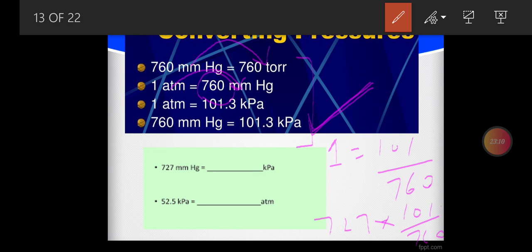Similarly, for the second one, 52.5 kPa to atm, you will use this third relationship, kPa to atm, but this time the opposite relationship applies. 101.325 kPa equals 1 atm. So 1 kPa equals 1 divided by 101.325 atm, and you multiply by 52.5. You can calculate the answer respectively.